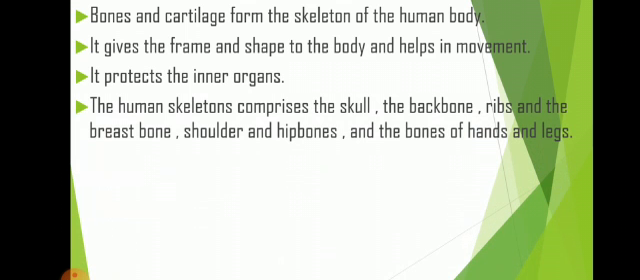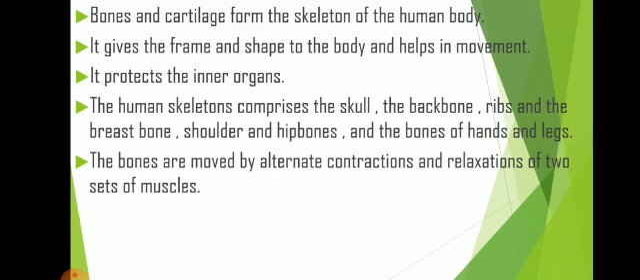The human skeleton comprises the skull, the backbone, ribs and the breast bones, shoulder and hip bones, and the bones of hands and legs. Means the human skeleton has bones everywhere. The bones are moved by alternate contraction and relaxation of two sets of muscles. In your hands and your legs, there are two sets of muscles attached to the bones. When we are moving, they contract and relax.